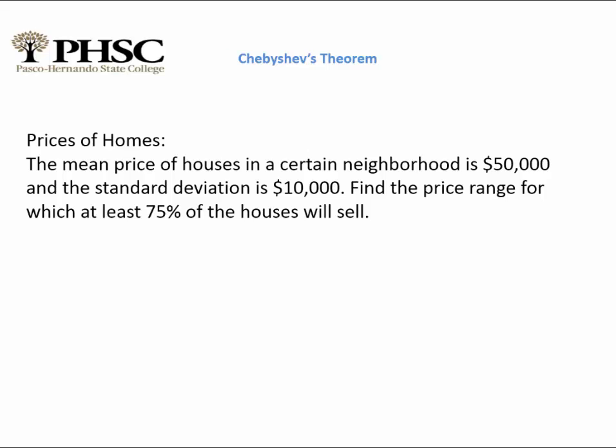So let's use Chebyshev's theorem to figure this out. So the prices of homes. The mean price of a house in a certain neighborhood is $50,000, and the standard deviation is $10,000. So find a price range for which at least 75% of the houses will sell. So that means that the mean is 50,000, standard deviation is 10,000. So what's the range? That means the lowest and the highest that 75% of those houses will most likely sell.